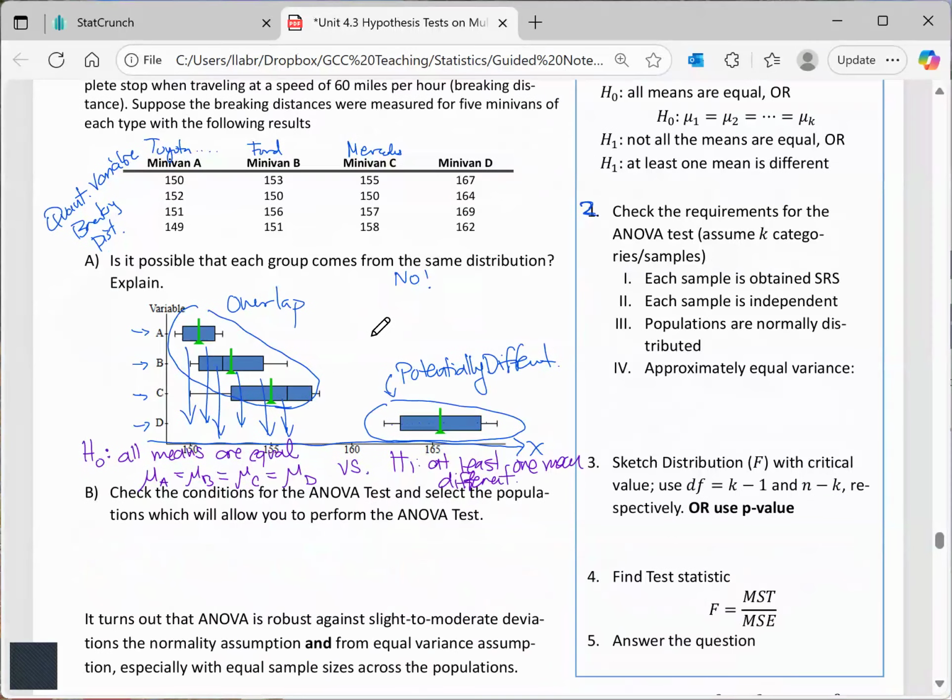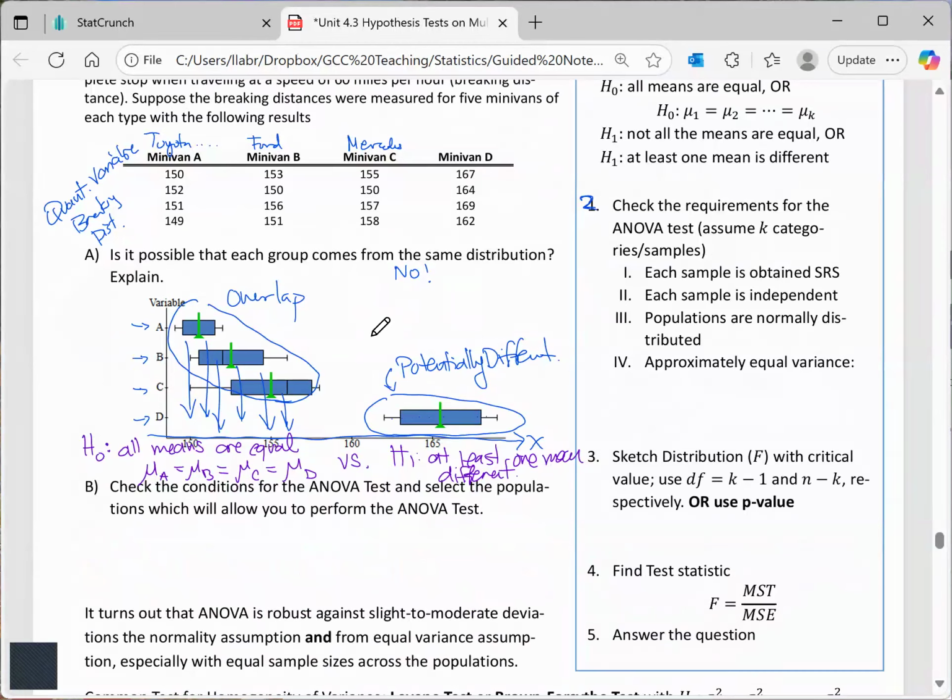Now let's check the requirements. This is the first time that we've seen them, and 1 through 3 are actually not new, so we've seen these before. The way that I like to think about them is that you want to check that every sample that you get, so the results from minivan A, minivan B, minivan C, and D, are separate, different samples. That's fairly simple to assume. You can go ahead and assume that it's an SRS. So requirement 1, SRS. We're going to check it off for each.